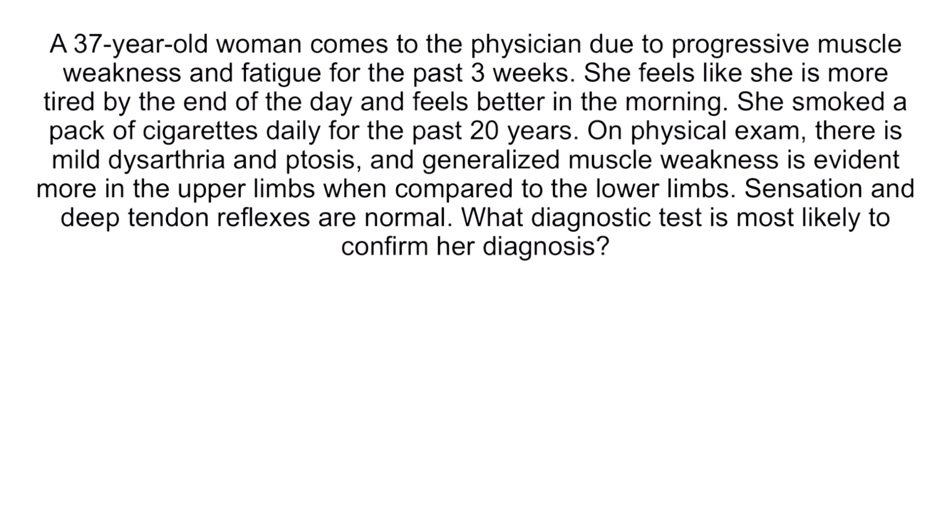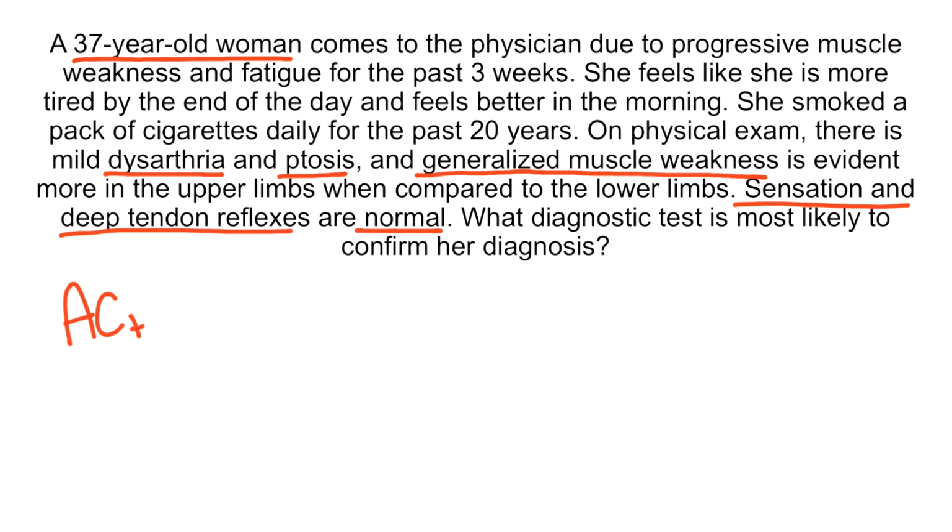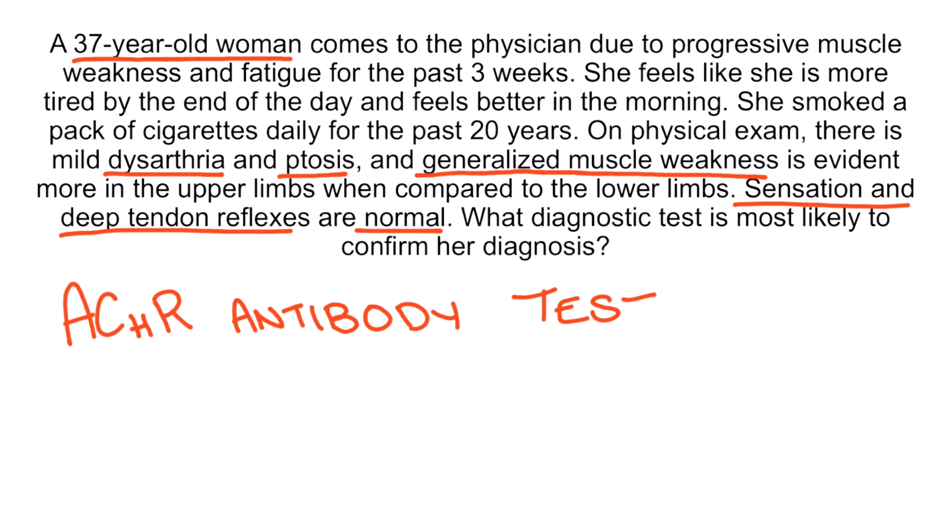So this middle-aged woman presents with signs and symptoms of myasthenia gravis. She's presenting with the generalized clinical form, with generalized muscle weakness and fatigue. On physical exam, she has ptosis and dysarthria, which are classic symptoms of myasthenia gravis. Note that sensation and deep tendon reflexes are normal. So the test of choice is the acetylcholine receptor antibody test, which should confirm the diagnosis. After that, imaging such as a CT scan should be performed to exclude thymoma.